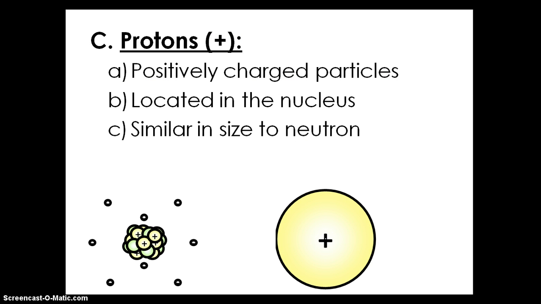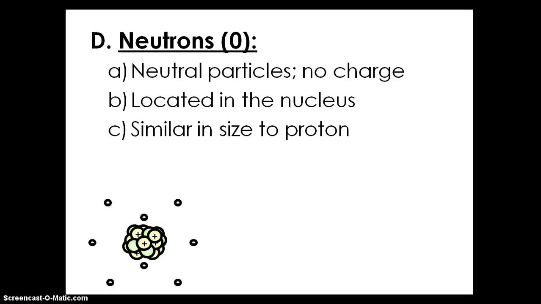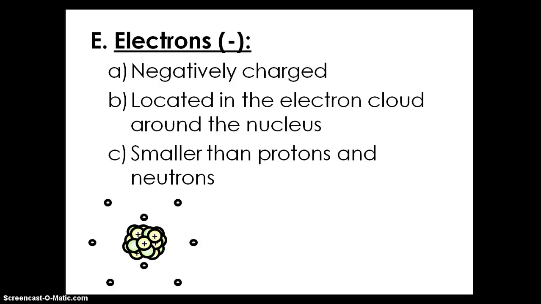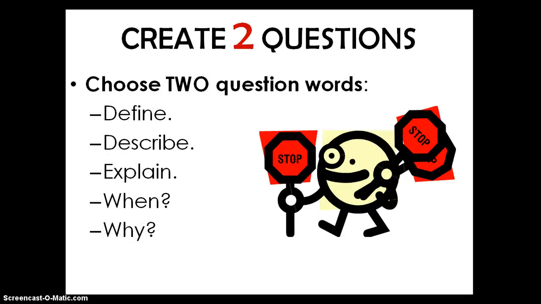You also will take notes about the protons, which are positively charged. Okay, they're the positive ones you see. The neutrons, which have no charge, they're also in the middle with the protons. And they're about the same size. You also have electrons, which are negatively charged and found in the electron cloud area. And they're very small. That's why they can move so fast, because they're small.